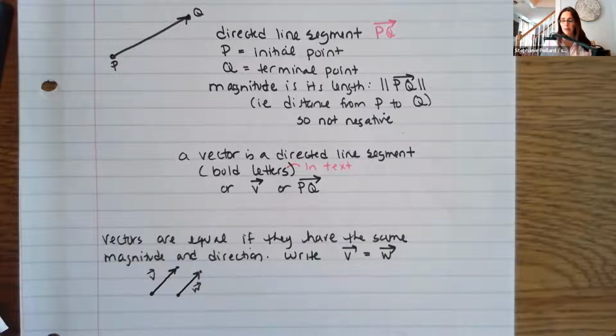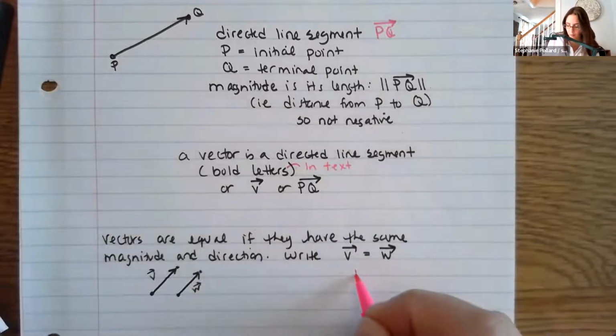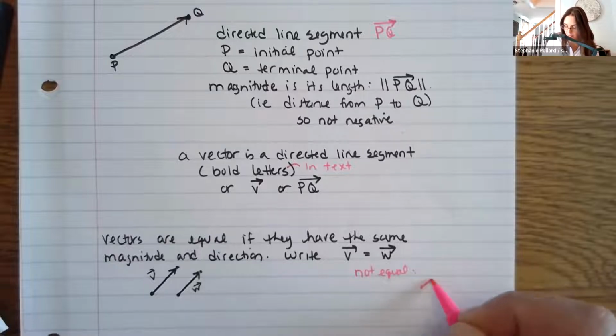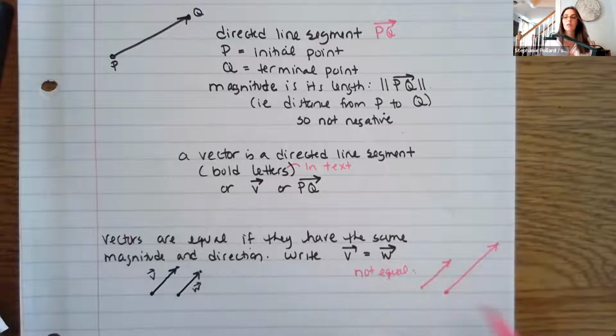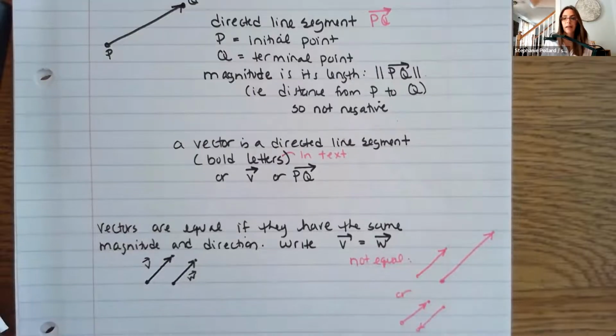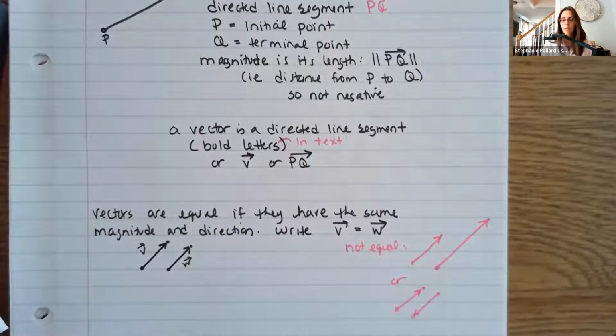If something looks completely different, something that would definitely not be equal, maybe one of your vectors looks like this, and then the other vector looks like this, right? Obviously those look like the same direction, but they have two different magnitudes, for instance, right? So something like that would not be equal in that case. Or as another example, maybe they look like they have the same magnitude, but they're going in different directions, right? So those also would not be equal.